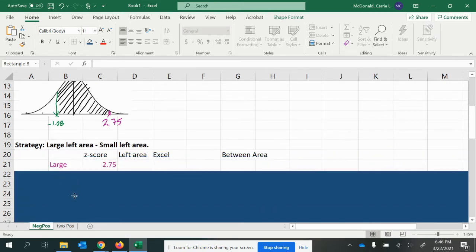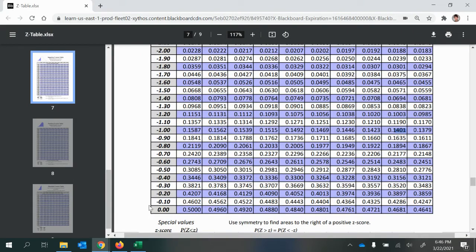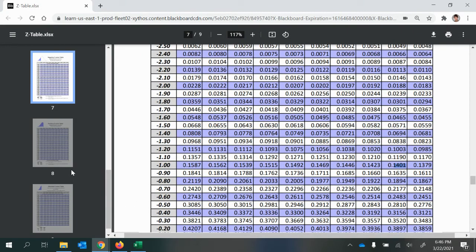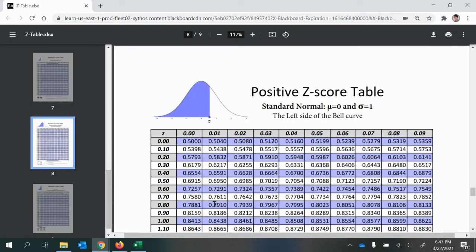So first we'll find the larger left area from positive 2.75, and we'll use the z-score table to do that. Now, this example has a negative z-score and a positive z-score in it, but this will work no matter what the signs are on your z-scores. Just pay attention to which table you are using for each part.